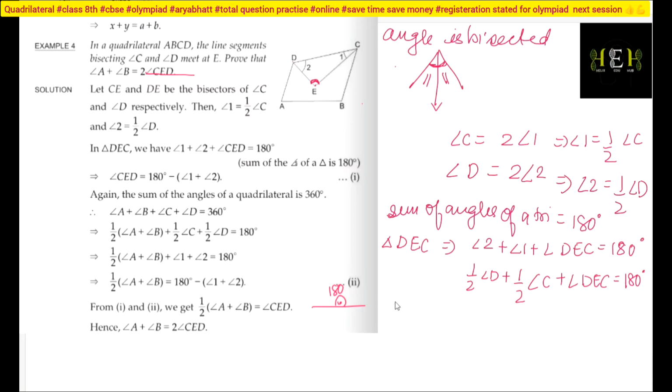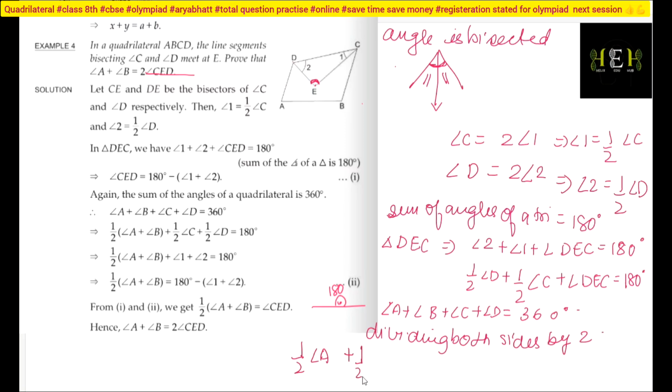Now one more common thing: I know for a quadrilateral, all the four angles sum to how much? 360 degree, right? So I will say angle A plus angle B plus angle C plus angle D is equal to 360 degree. Now see what I can write. Suppose that I am dividing both sides by 2. What will we get? 1 by 2 angle A plus 1 by 2 angle B plus 1 by 2 angle C plus 1 by 2 angle D is equal to 180 degree.